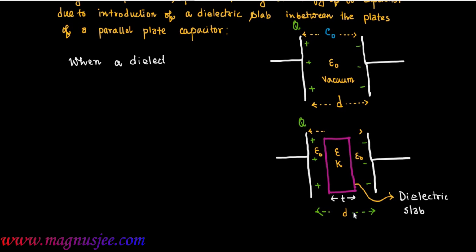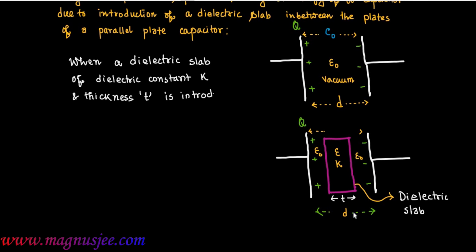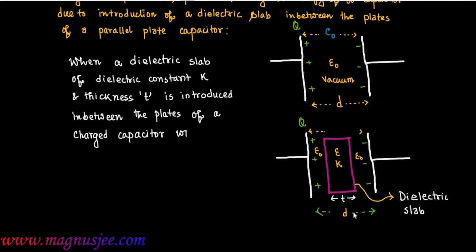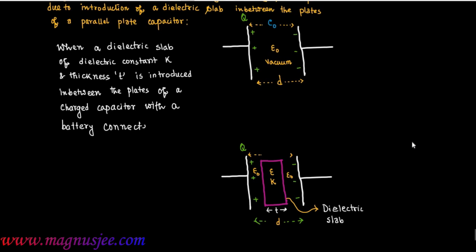When a dielectric slab of dielectric constant K and thickness T is introduced in between the plates of a parallel plate capacitor with vacuum, in between the plates of a charged parallel plate capacitor with a battery connected across the plates of the capacitor.